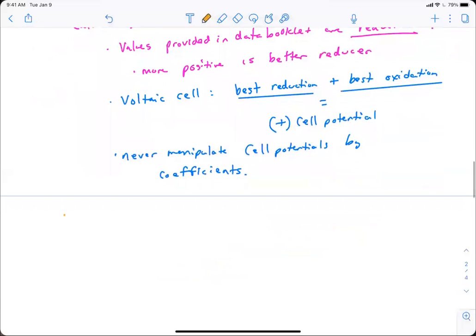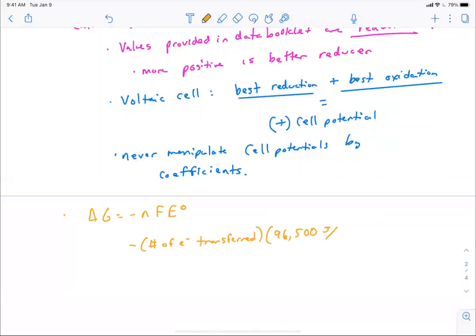Okay, 2. Once you have that cell potential, you can relate it to spontaneity. Okay, and this is where this equation negative NFE comes into play, where it's negative number of electrons transferred, Faraday's constant, 96,500 joules per coulomb, and cell potential in volts. Okay, and the IB does give you this equation, so that's nice. But the IB doesn't tell you how to figure out the electrons transferred here.